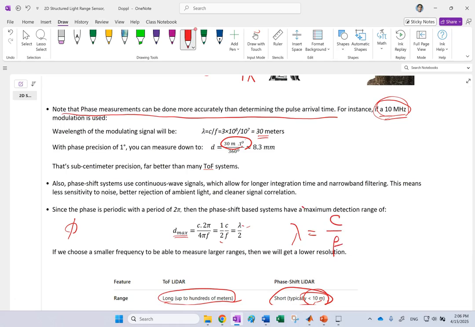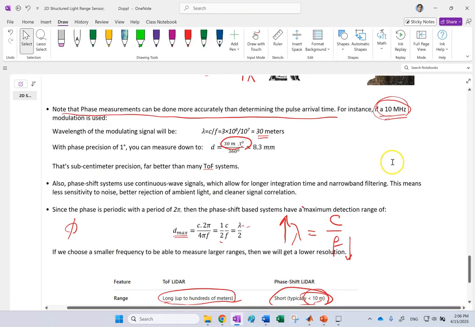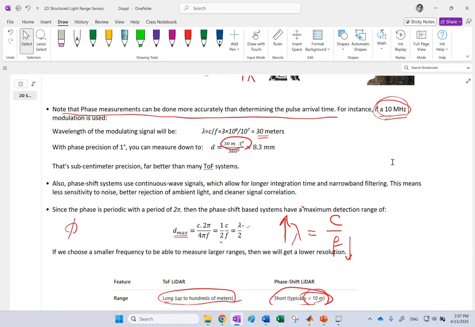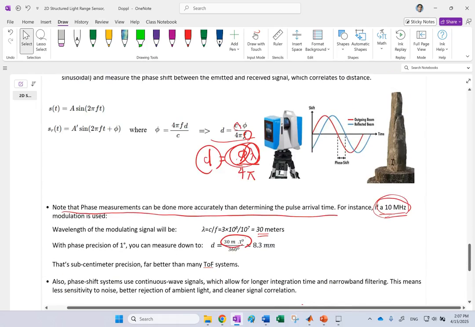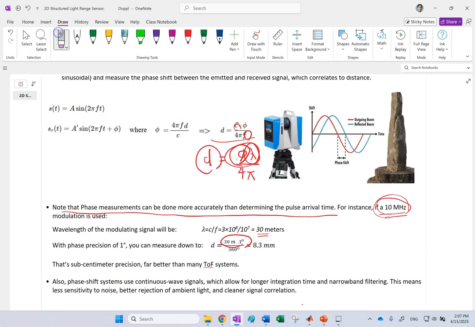Since this is mostly constant, to make this bigger, you have to bring your frequency down. So instead of 10 megahertz, now you have to go, for instance, to 1 megahertz or half a megahertz or something. Although that gives you a much bigger range for measurement, what's the problem? The problem is, of course, in this formula itself.